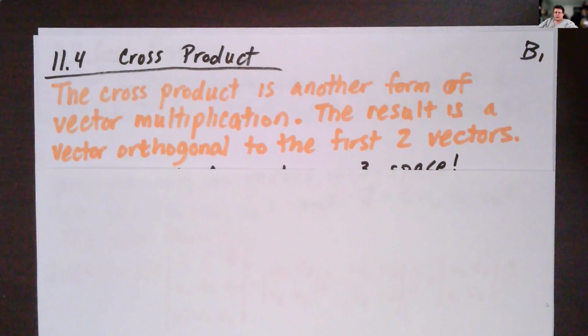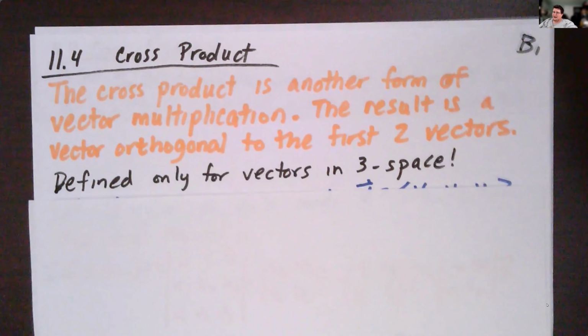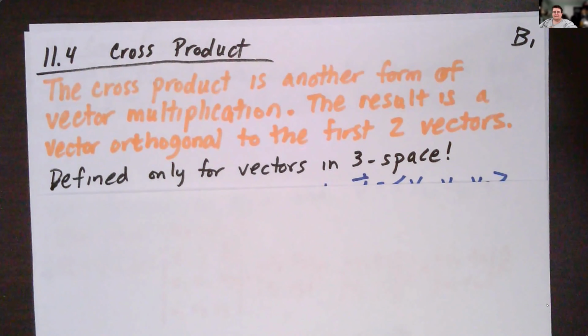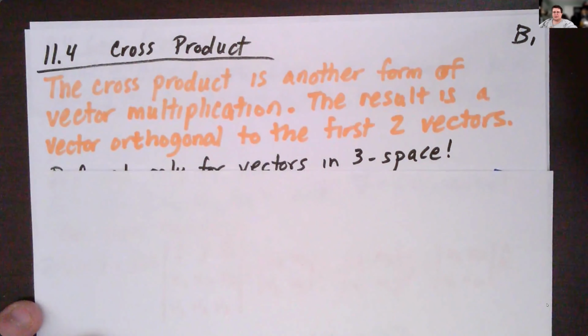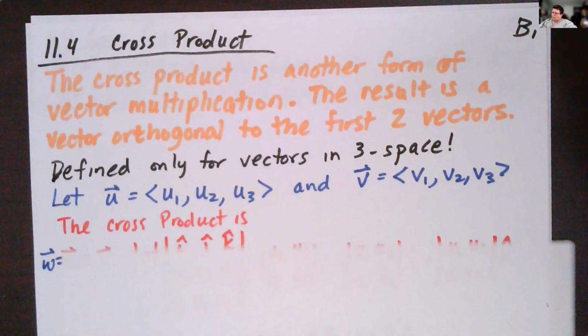And whereas the dot product revealed a scalar, the result of vector multiplication using a cross product is a vector orthogonal to both the first two vectors. This is only defined for vectors in 3 space. You can't do a cross product in 2 space or 2 dimensions. So we're going to look at it.